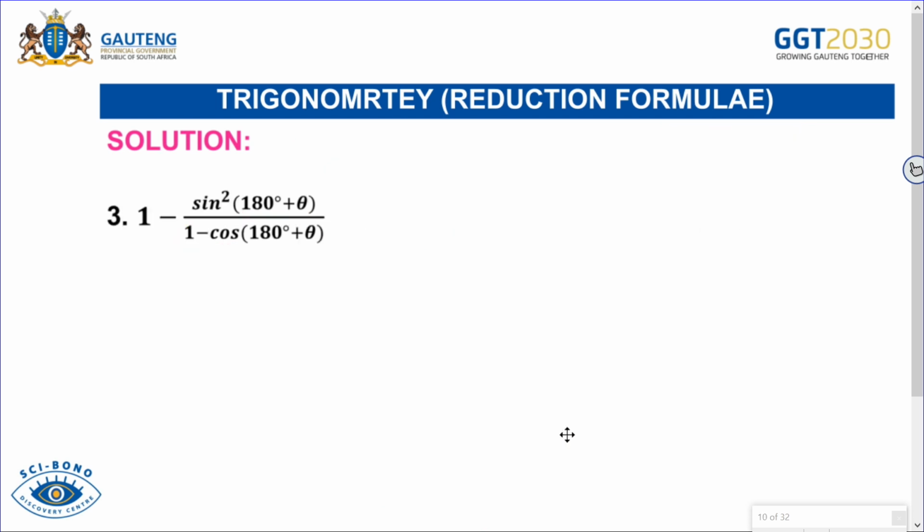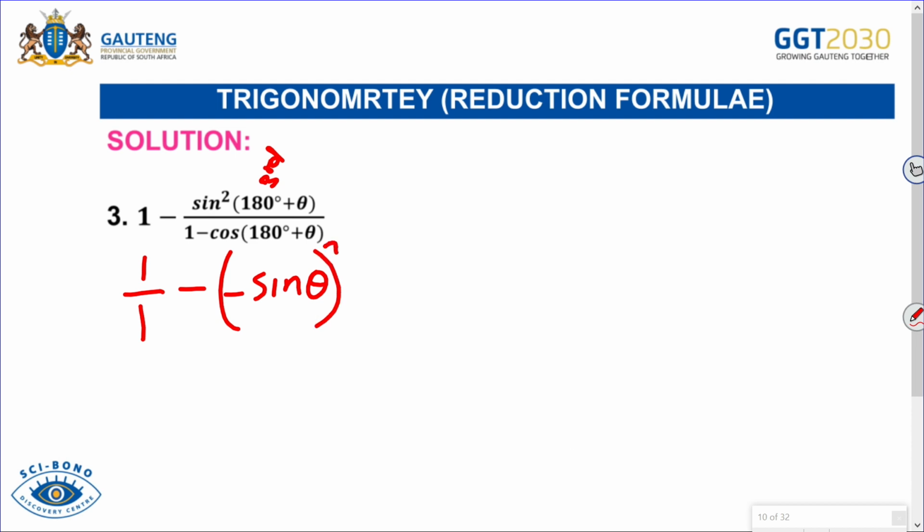Okay, let's move to example number 3. Example number 3, you are given 1 minus sine squared of 180 degrees plus theta, all over 1 minus cos of 180 degrees plus theta. So first things first, 180 degrees plus theta is in the third quadrant. So it means that in the third quadrant, sine is going to be negative. So it means you will have negative sine theta. Then you close the brackets.